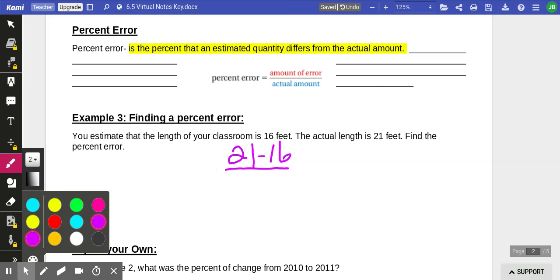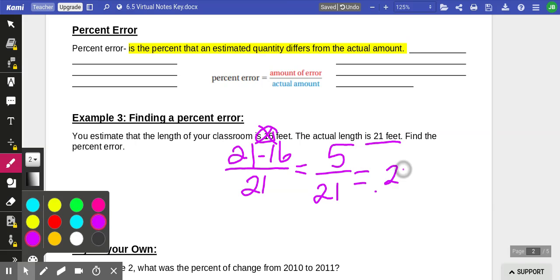And then just like the original, this time though, we're not going to do the estimate. You're going to do the actual. What should it have actually been? So that's going to give me 5 divided by 21, which equals 0.238, which is 23.8%. So it was a 23.8% error.